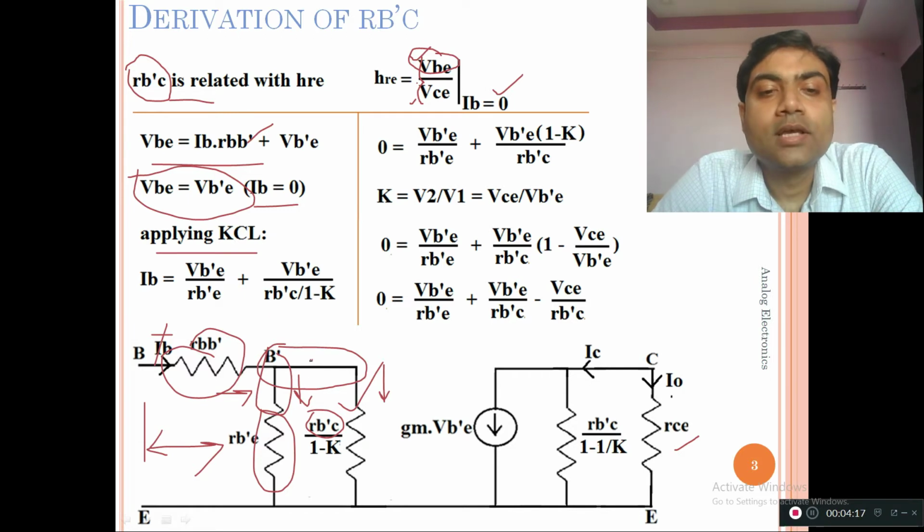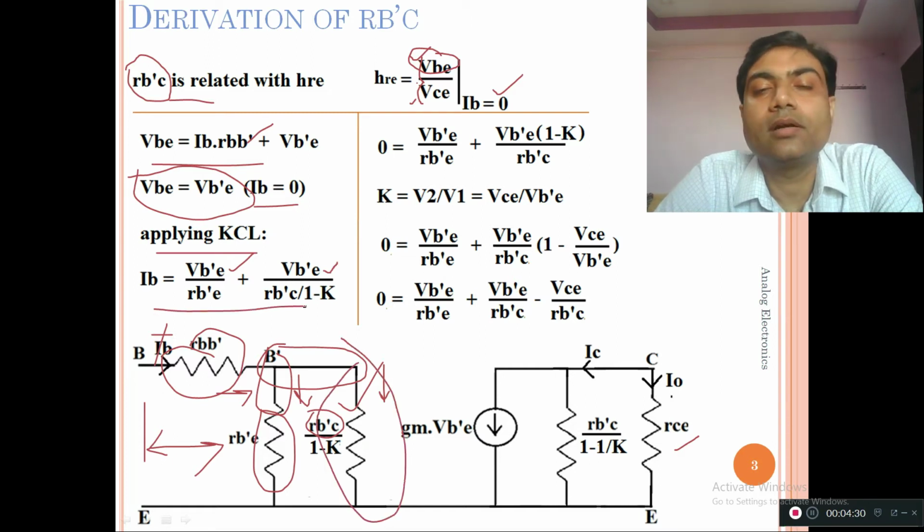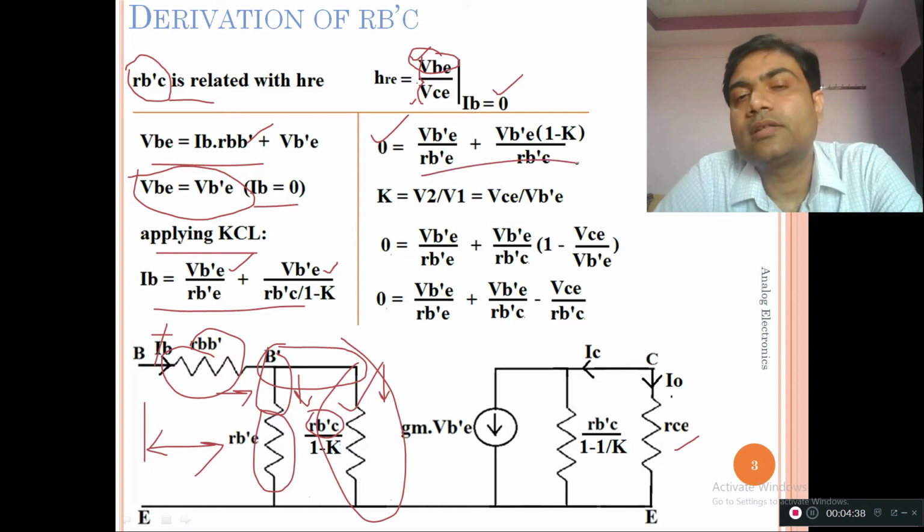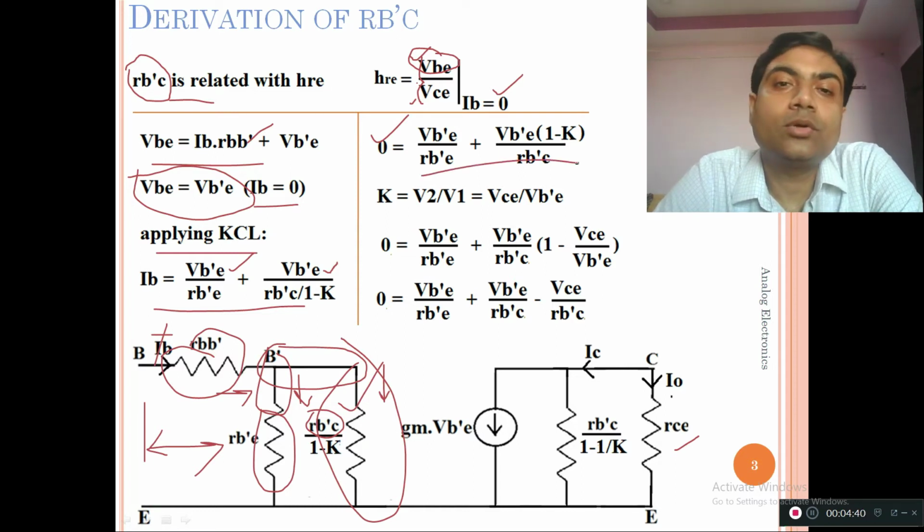And also, since both these nodes are sharing the same voltage VB'E, I can also write that VB'E upon RB'C upon 1 minus K, which is the current across this particular resistance, gives me the total value of the current. And we have already assumed that IB is equal to 0. So we can get this kind of equation, and again we have to calculate the value of K.